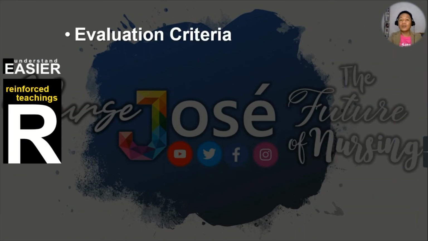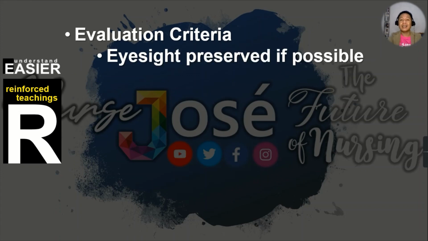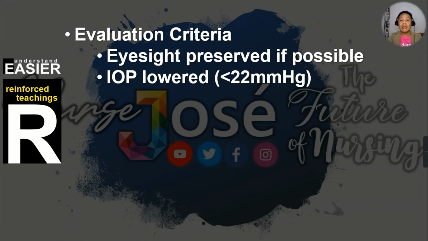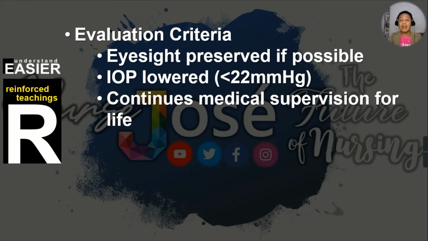Included also in your reinforced teaching are your evaluation criteria, and that includes eyesight being preserved if possible. And at the same time, of course, part of your evaluation criteria is that the intraocular pressure of your patient has been lowered to less than 22 millimeters of mercury. And at the same time, there is continued medical supervision for life. Just remember, this patient having glaucoma can be receiving the medication for life.